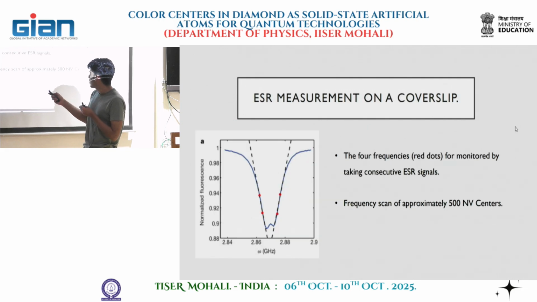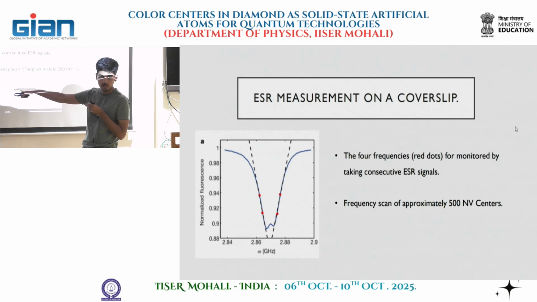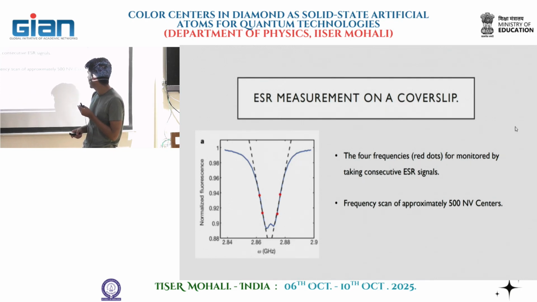Yeah, so this is our ESR spectrum that we have. We check the variation of these four frequencies by taking consecutive ESR signals. In this system, this is a frequency scan of approximately 500 NV centers, so a nano diamond has 500 NV centers in it. So what is happening is we have multiple ESR signals, and those four frequencies will now shift as the temperature is fluctuating.